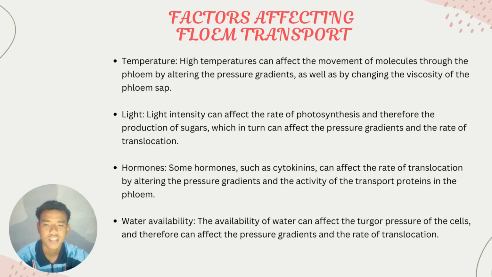Second, light. Light intensity can affect the rate of photosynthesis and therefore the production of sugar, which in turn can affect the pressure gradients and the rate of translocation. Third, hormones. Some hormones, such as cytokinin, can affect the rate of translocation by altering the pressure gradients and the activity of the transport proteins in the phloem.